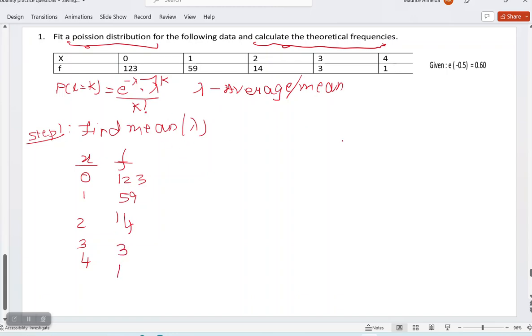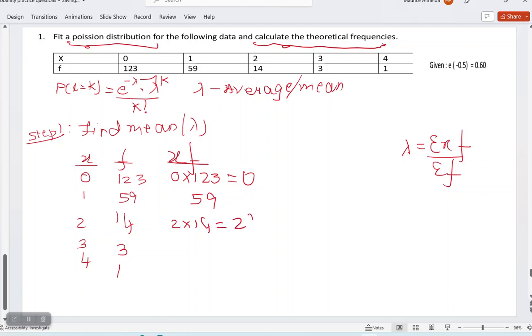Now our job is to find lambda, and if you recollect, whenever x and f are given, the mean lambda is given by summation of xf upon summation of f. So we have x and we have the f column. We now find the xf column. Basically we multiply x with f to get xf. So 0 into 123 will be 0. 1 into 59 will be 59. 2 into 14 will be 28. 3 into 3 will be 9. 4 into 1 will be 4.